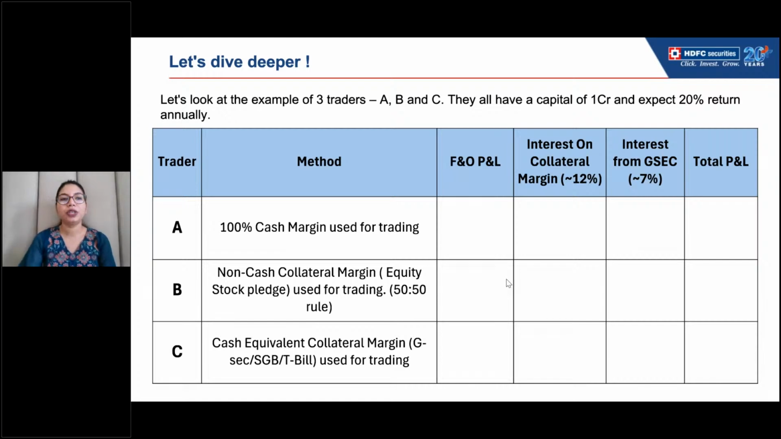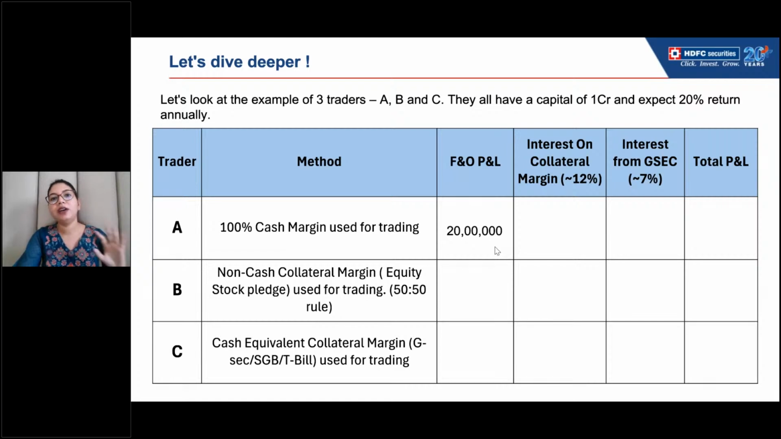Okay, so trader A है, ये क्या कर रहा है, 100% कैश मार्जिन उसका ओन यूज कर रहा है. ओके, जो उसके पास 1 crore है वो उसने पूरा ट्रेडिंग अकाउंट में डाला है, and he is going to trade based on that 1 crore. Okay, now he is making 20 lakh.